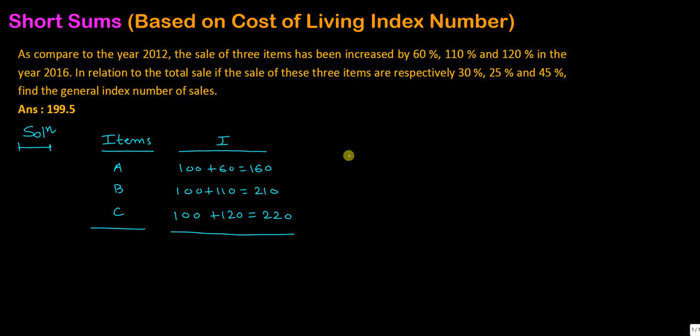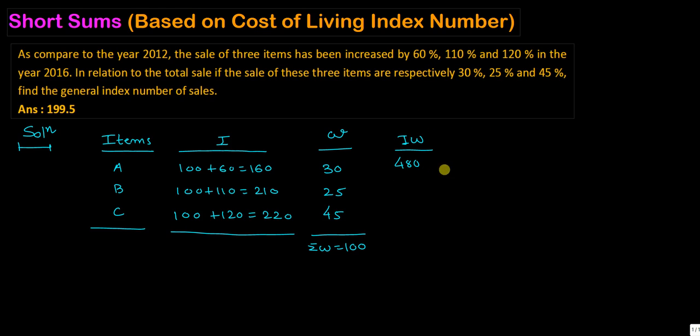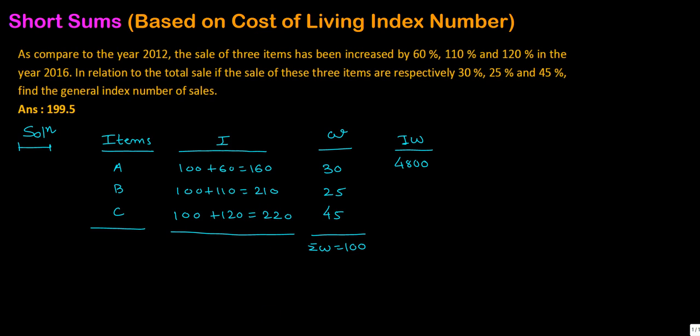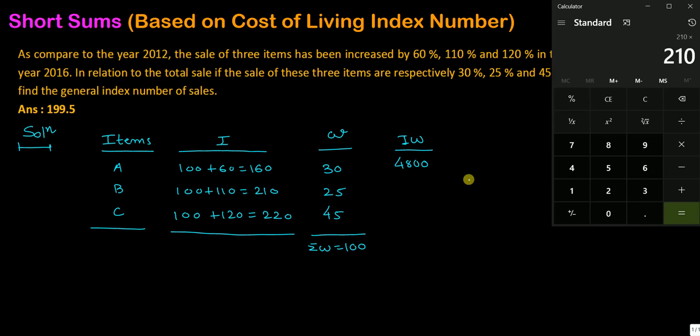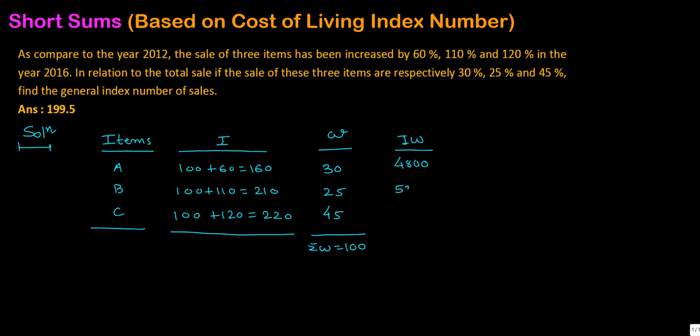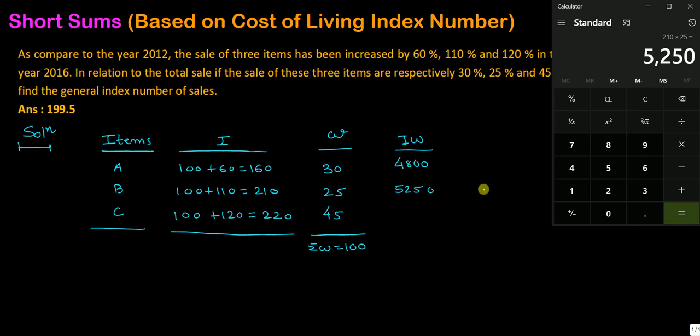Okay, after finding index number, write down weight W respectively 30%, 25%, and 45%, and total sigma W is equal to 100. 45 plus 30 plus 25 equals 100. Now find out IW. Product: 160 into 30, 4800. Second, 210 into 25, 5250. And 220 multiplied by 45, 9900.